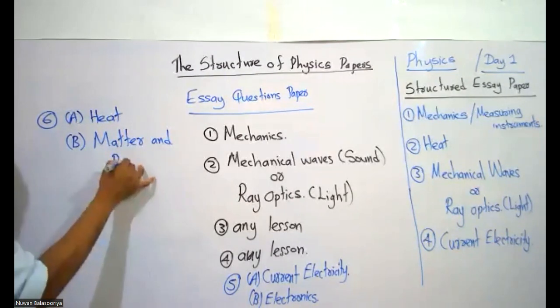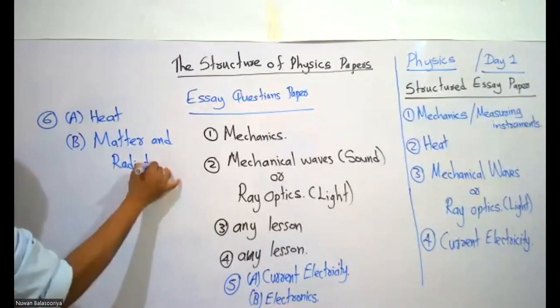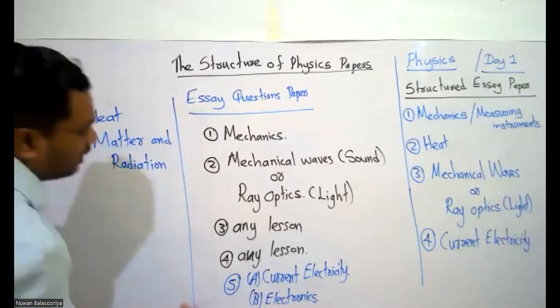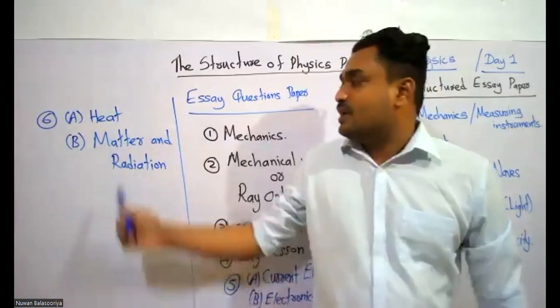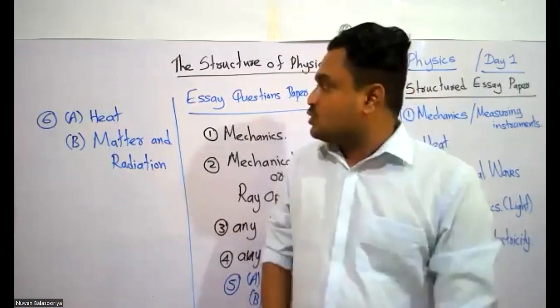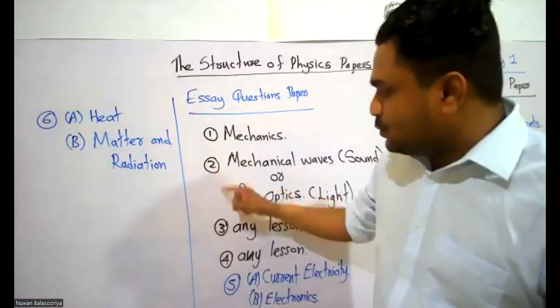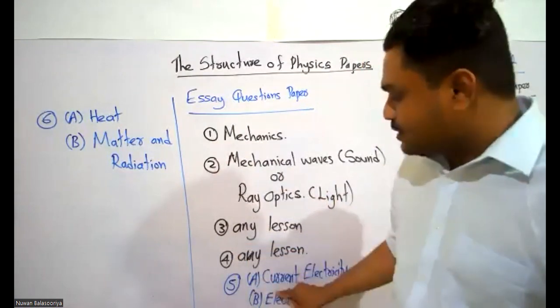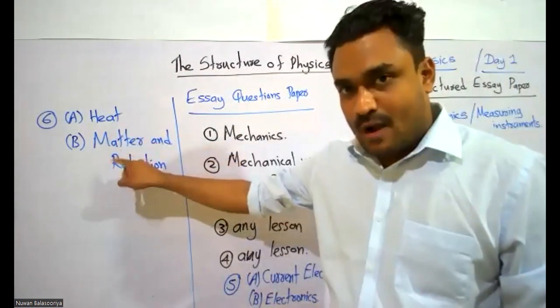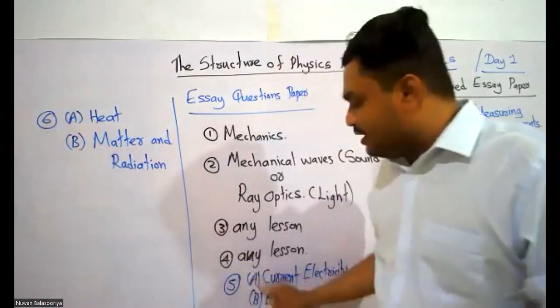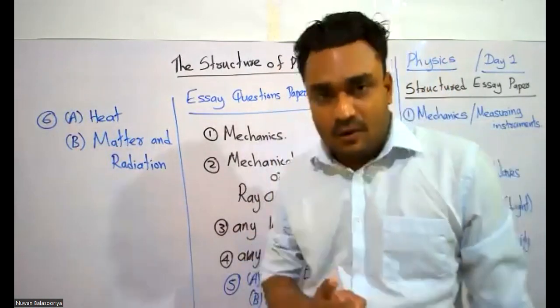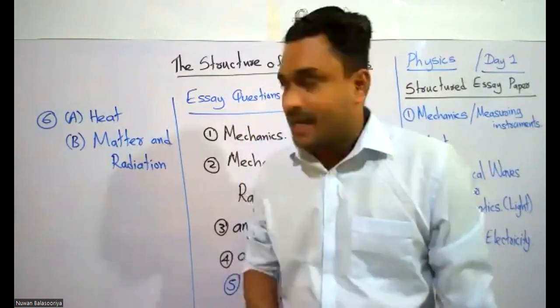Matter and radiation is a very interesting lesson. Einstein's explanations are there in the matter and radiation lesson. Therefore, it's a very interesting lesson, right? So there will be 8 questions: 1, 2, 3, 4, 5, 6, 7, 8. You have to answer 4 questions. But in 6A, 6B, 5A, 5B, you have to select only one of them, not both, right?